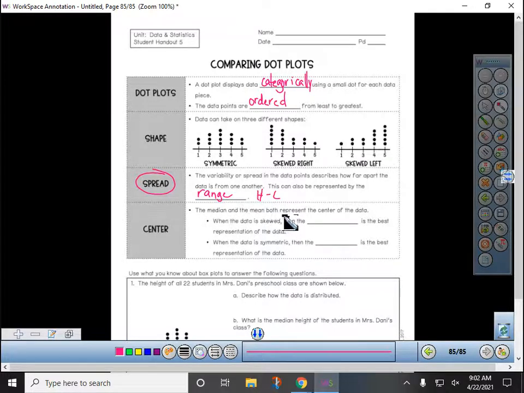The median and the mean both represent the center of the data. When the data is skewed, then the median is the best representation of the data. What does median mean? Middle. When the data is symmetric, then the mean is the best representation of the data. What is the mean?